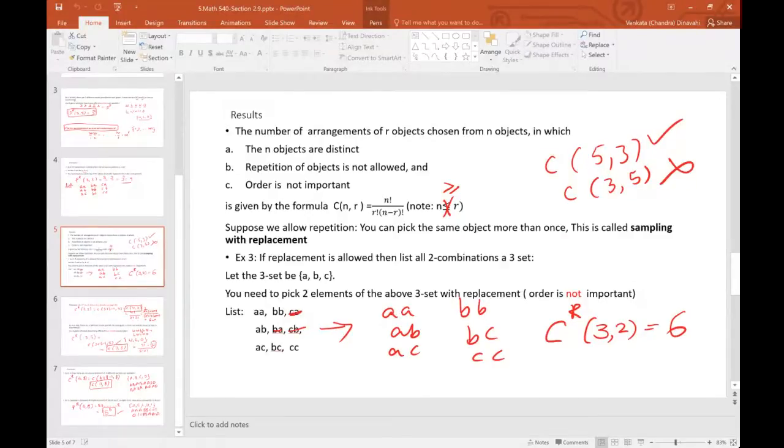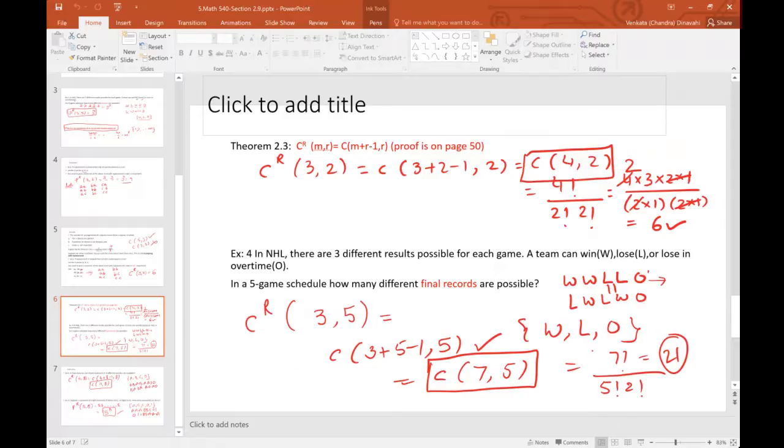So here the formula, which is on the next page, theorem 2.3: the formula is C power R m comma R is given by C of m plus R minus 1 comma R. Again, the proof is not really bad, but I don't want to spend time going through it step by step. So please go to page 50 and read the proof. This is not very difficult for you to understand. So I strongly recommend you go through the proof.